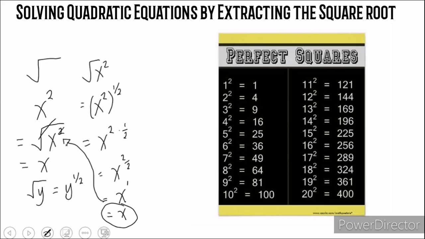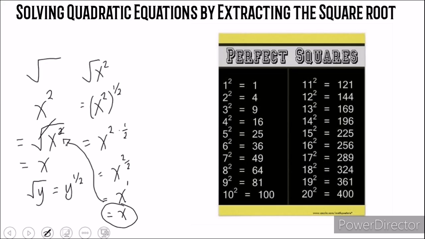4 squared is equal to 16, 25, 36, 49, 64, 81, 100, 121, 144, 169, 196, 225, 256, 289, 324, 361, and 400. So, yun yung mga perfect square na kapag kinuha natin yung square root nila, it will give us 1, 2, 3, 4, 5, or up to 20, depende kung ano yung hinahanap.